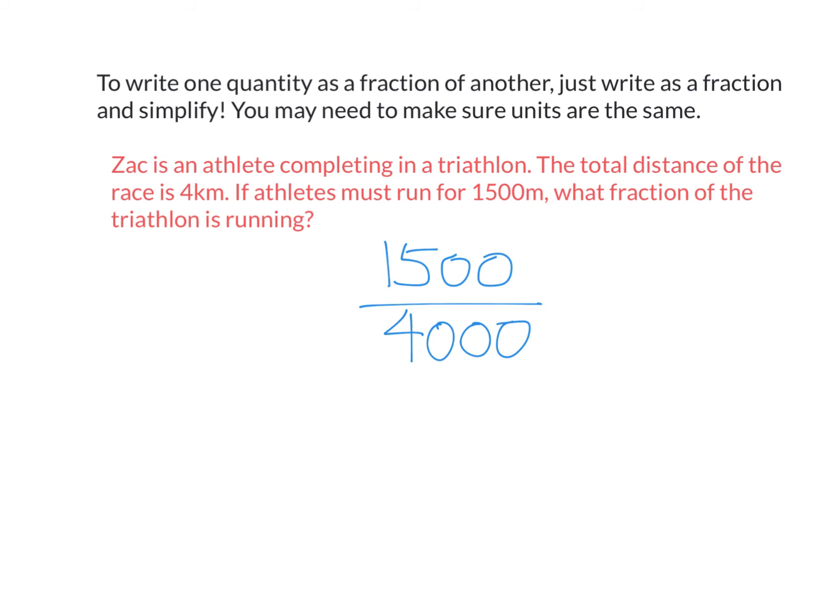I just need to simplify this now. So I can divide top and bottom by 100. That's the same as crossing out those 2 zeros. I have 15 over 40. 15 and 40, their highest common factor is 5. So 15 divided by 5 is 3, and 40 divided by 5 is 8. So that means that 3/8 of the triathlon is running. 1,500 meters is 3/8 of 4 kilometers. And when you think about it, that makes sense. 1,500 meters is a little less than half of 4 kilometers, and 3/8 is a little less than half.